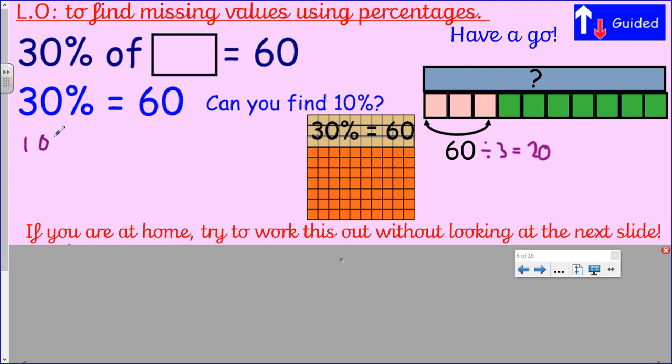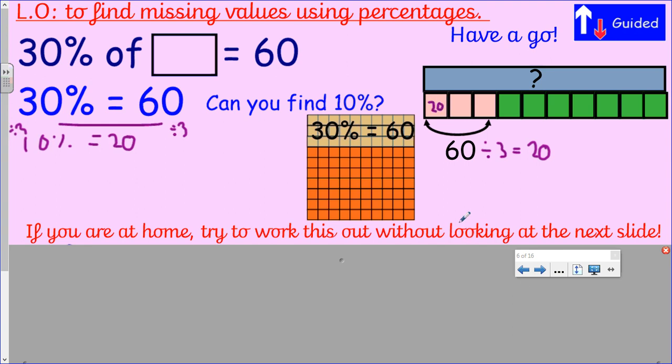I'll do it the same way over here as we did before. So I want 10%. To get from 30 to 10, I would divide by 3. So I'm going to do the same to the 60. We're going to divide by 3. It's a bit like with fractions when you do the same to the numerator and the denominator. We're doing the same to both sides of this equal sign. And 60 divided by 3 is still 20. So 10% is 20.